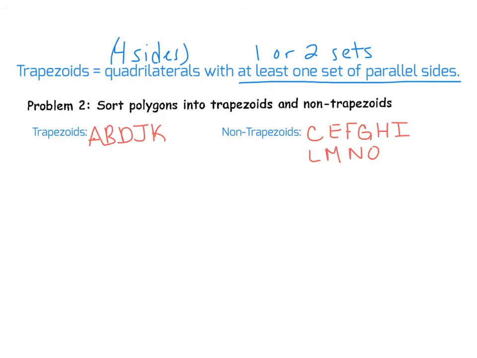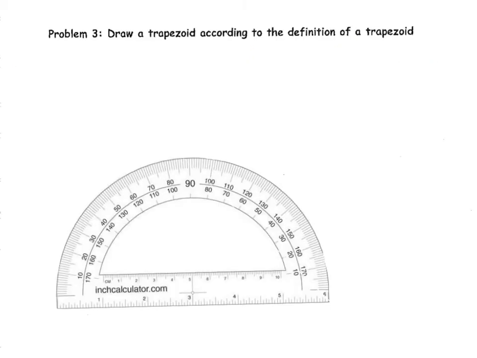This is what polygons were trapezoids and those that were not trapezoids. So notice there were a lot less trapezoids than non-trapezoids, all because it needed to be four-sided and have at least one or two sets of parallel sides. Make sure yours matches mine. If not, fix it. So problem number 3, draw a trapezoid according to the definition of a trapezoid.